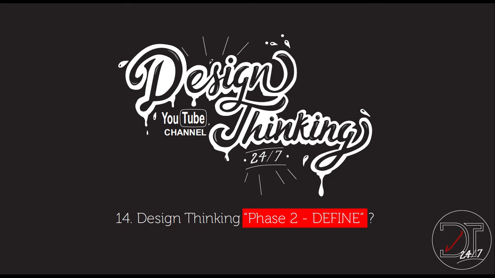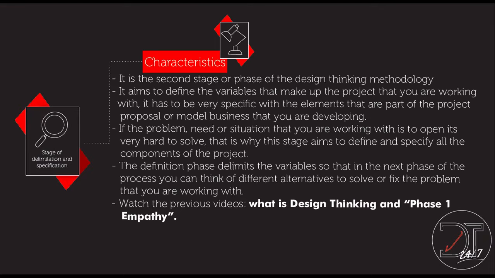Today I'm going to show you phase 2 of the design thinking methodology, which is define. This video is also available in Spanish. Well, this stage is a specification of a problem. It is the second stage or phase of the design thinking methodology. It aims to define the variables that make up a project that you are working with.